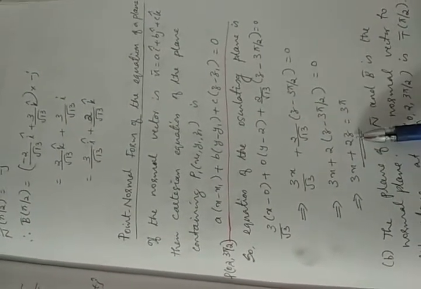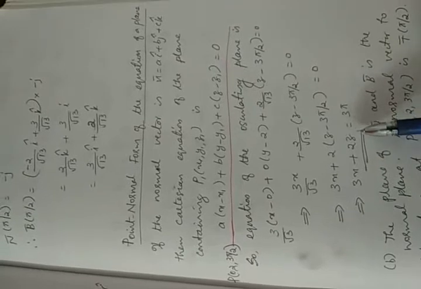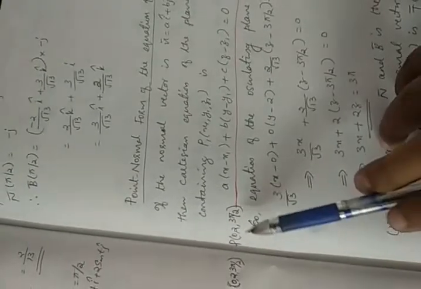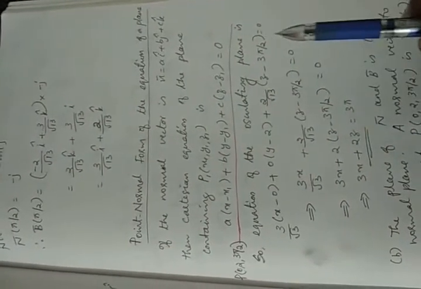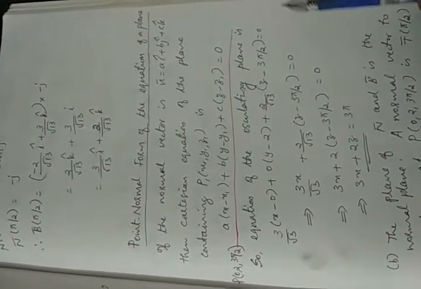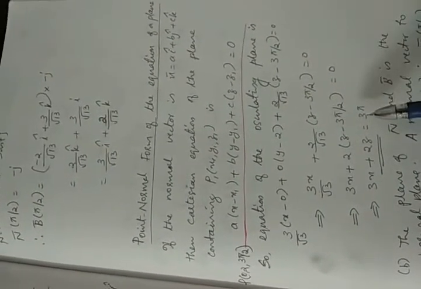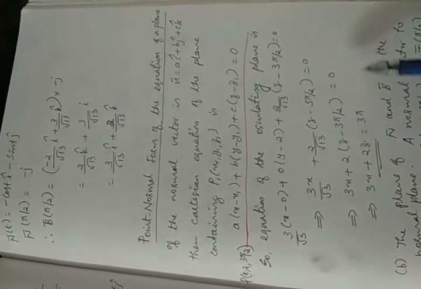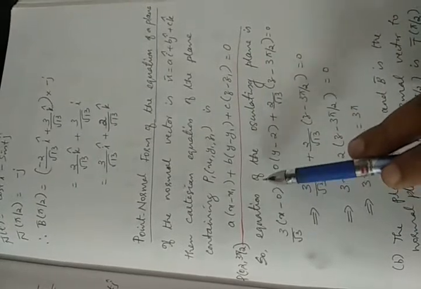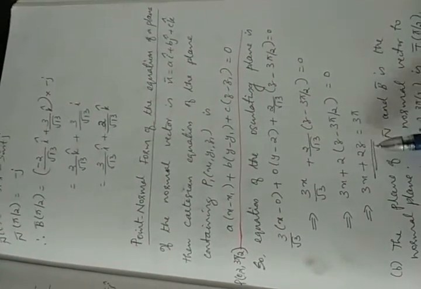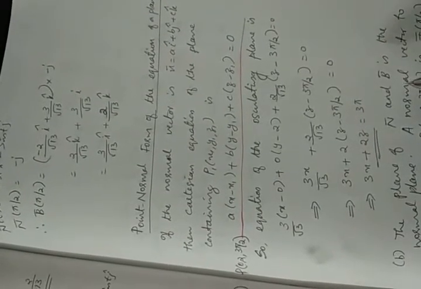I said this is an equation of the osculating plane because if you choose some other point and some different normal vector to that plane, then we will get another equation. So the equation of the plane is not unique, but the plane is unique. So we say an equation of the osculating plane is 3x + 2z = 3π.